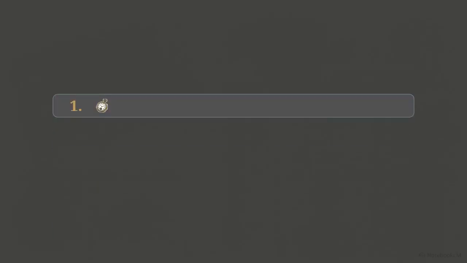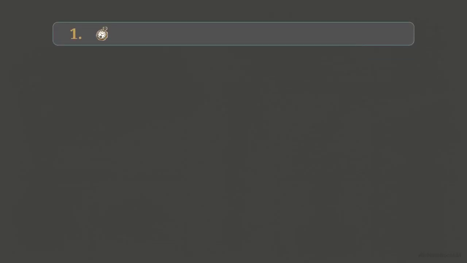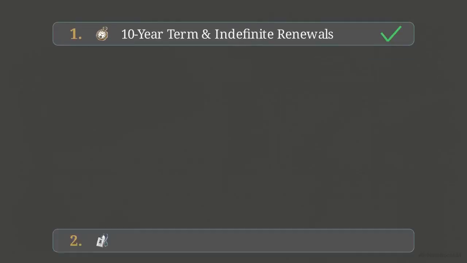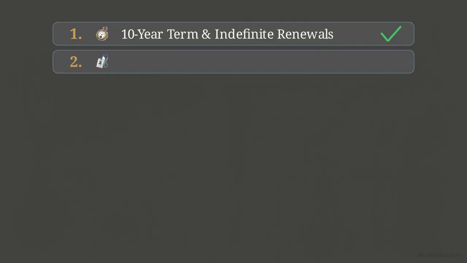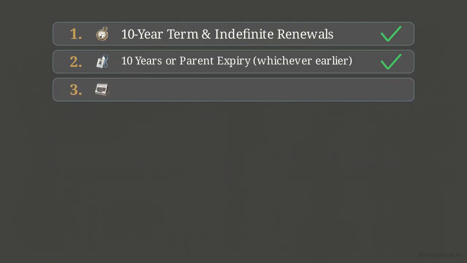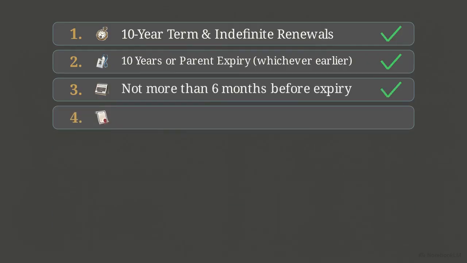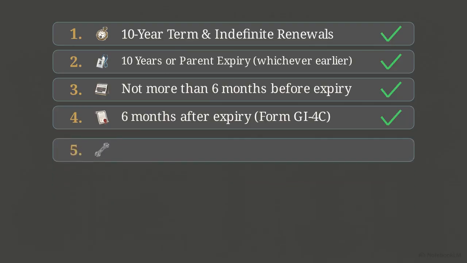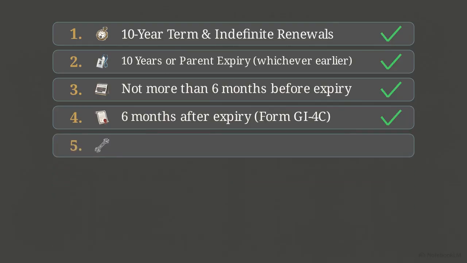Question 1. What is the initial GI registration term? 10 years. Question 2. What caps the Authorized Users registration? 10 years, or the parent GI's expiry, whichever is earlier. Question 3. When does the renewal window open? Not more than 6 months before expiry. Question 4. What is the window and form for late renewal with a surcharge? 6 months after expiry on Form GI4C. Question 5. When can you apply for restoration and on what form? After 6 months but within 1 year of expiry on Form GI4B.